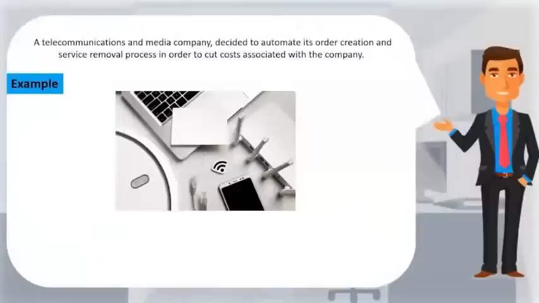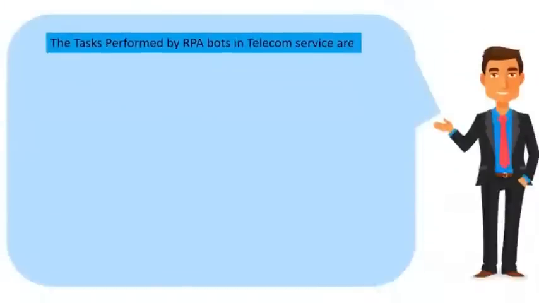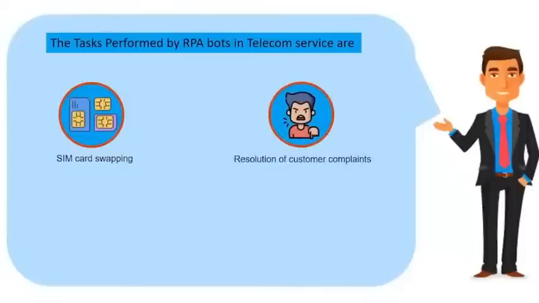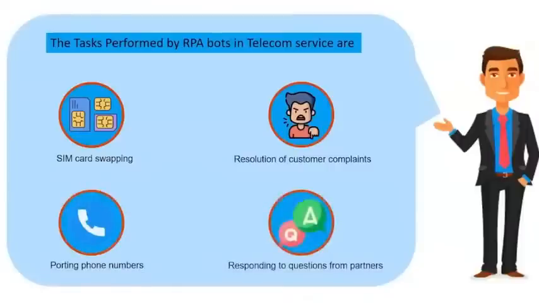Consider an example: a telecommunications and media company decided to automate its order creation and service removal process to cut costs associated with the company's speed booster discount service and deal with a massive amount of transactional data. With the implementation of RPA, it becomes simple to automate the order build process and service removal activity. The tasks performed by RPA bots in telecom service are: checking on credit and SIM card swapping, resolution of customer complaints, porting customer phone numbers, and responding to questions from partners.